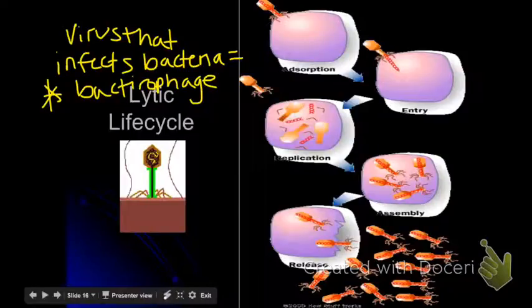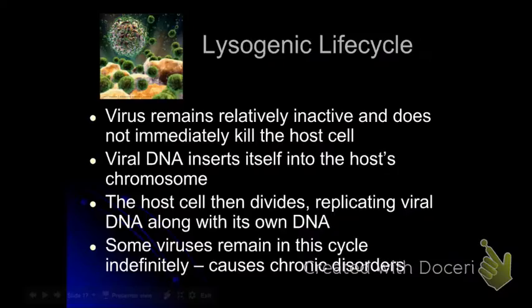Okay, so a virus that infects a bacteria is called a bacteriophage. In the lysogenic cycle, the virus remains relatively inactive and does not immediately kill the host cell. Viral DNA inserts itself into the host's chromosomes. The host cell then divides, replicating viral DNA along with its own. So again, now you've got viral DNA in your own DNA, and that makes it difficult to fight and difficult to eradicate from your body. Some viruses remain in this cycle indefinitely, and it causes chronic disorders.